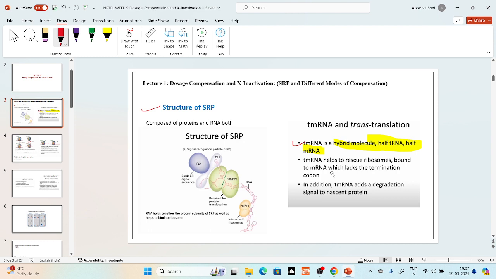Then the ribosome is not able to get released from the mRNA. Okay. So if there is no termination codon, the ribosome will not get any signal, and then it will not be able to release from the mRNA. So in that situation, this tmRNA comes into the picture. tmRNA comes like a hero and says that I will rescue ribosomes from the mRNA.